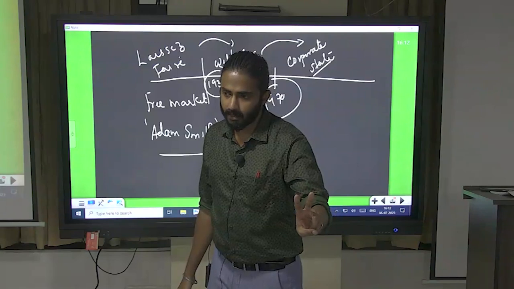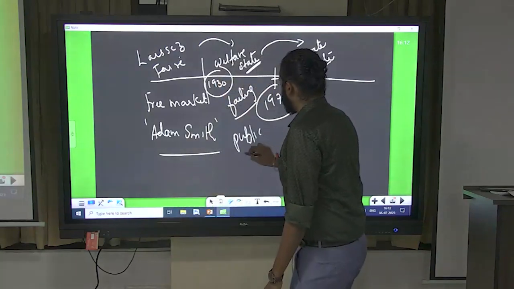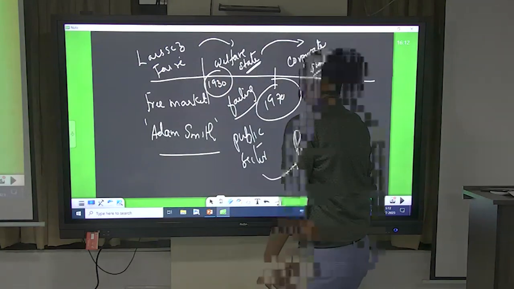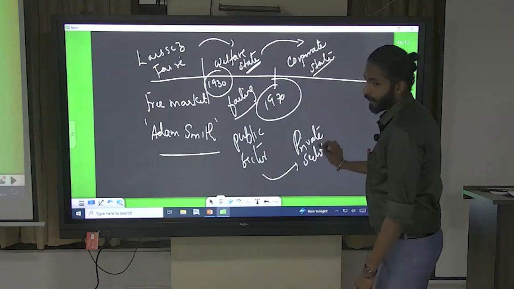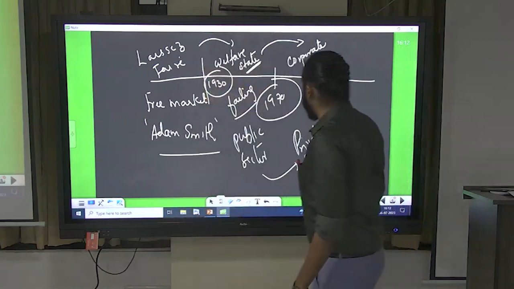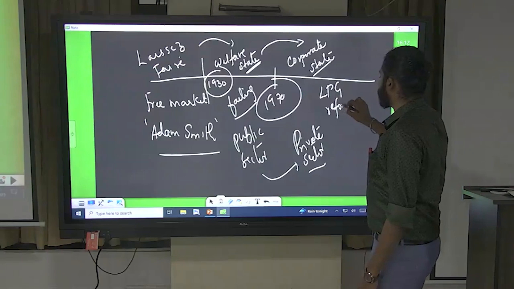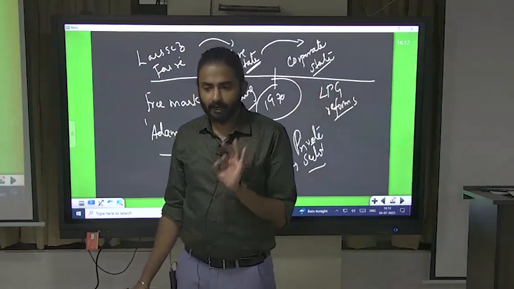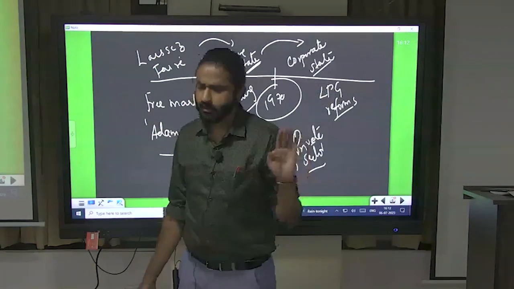Private sector. So here government means public sector. Public sector, people felt that private sector will be able to solve all the problems of the society. Right. So private sector, and we started something called LPG reforms. What is LPG reforms? Liberalization, privatization, globalization. Right.